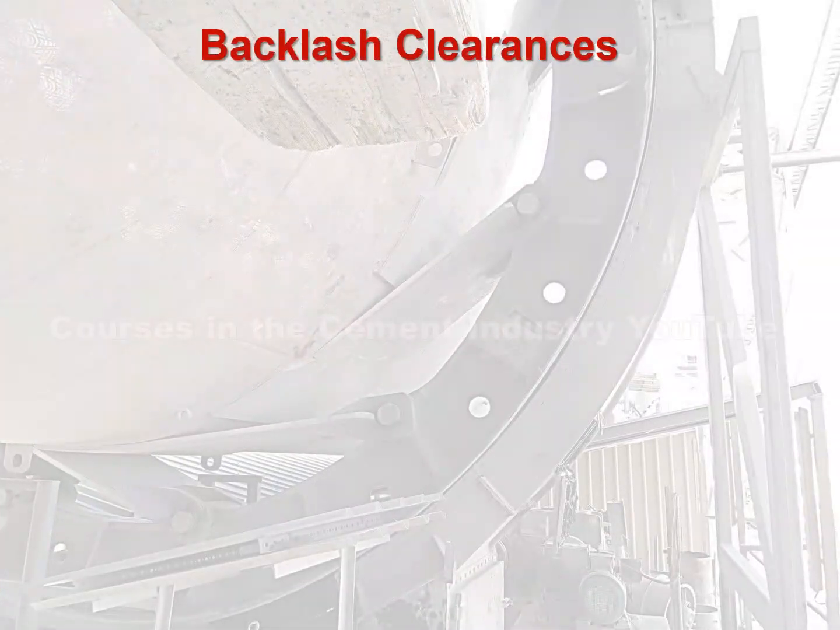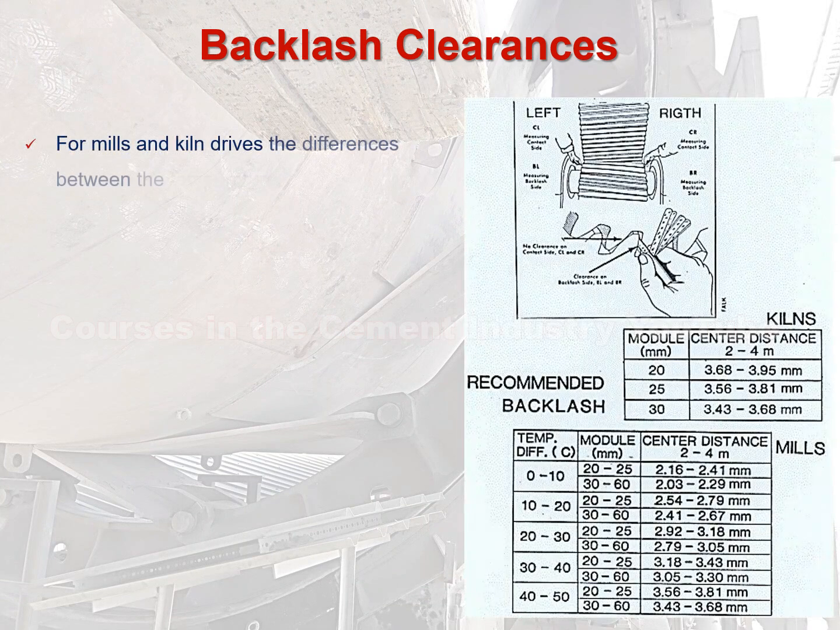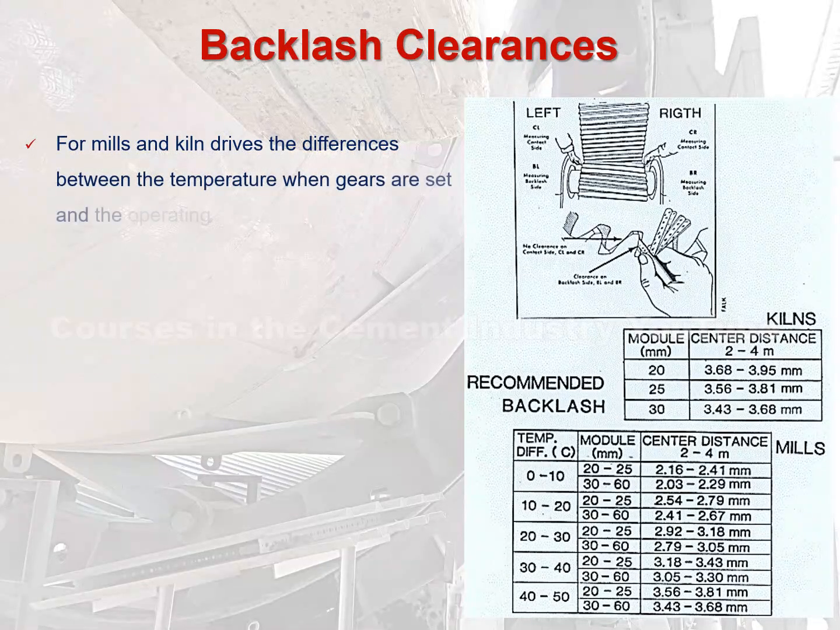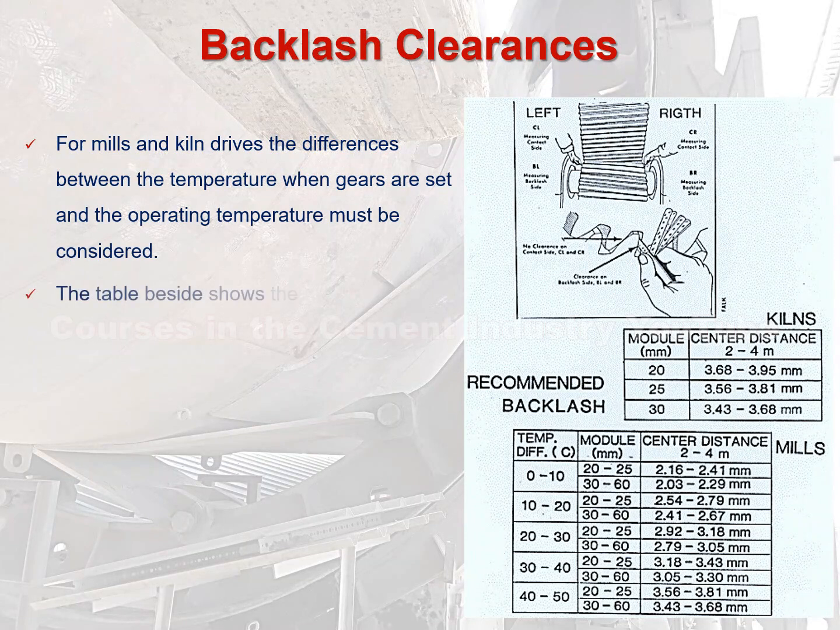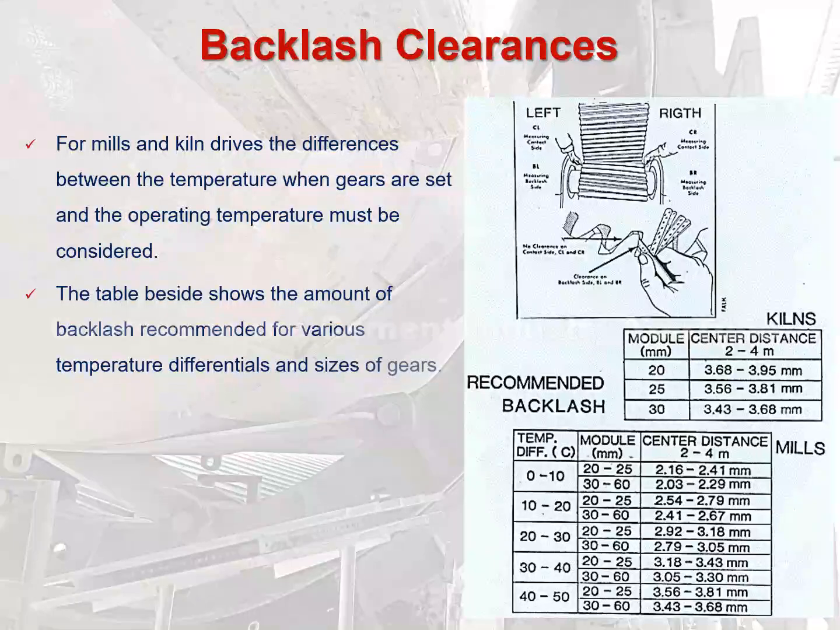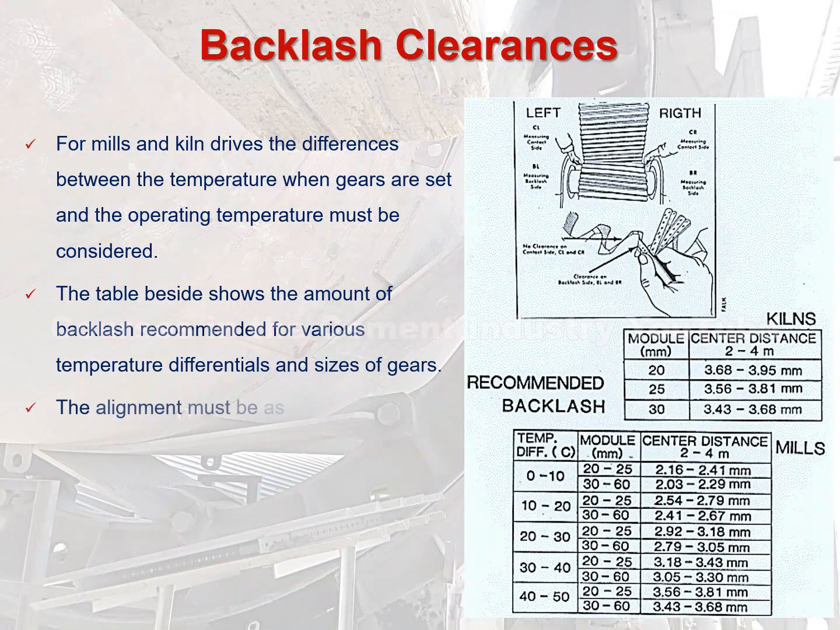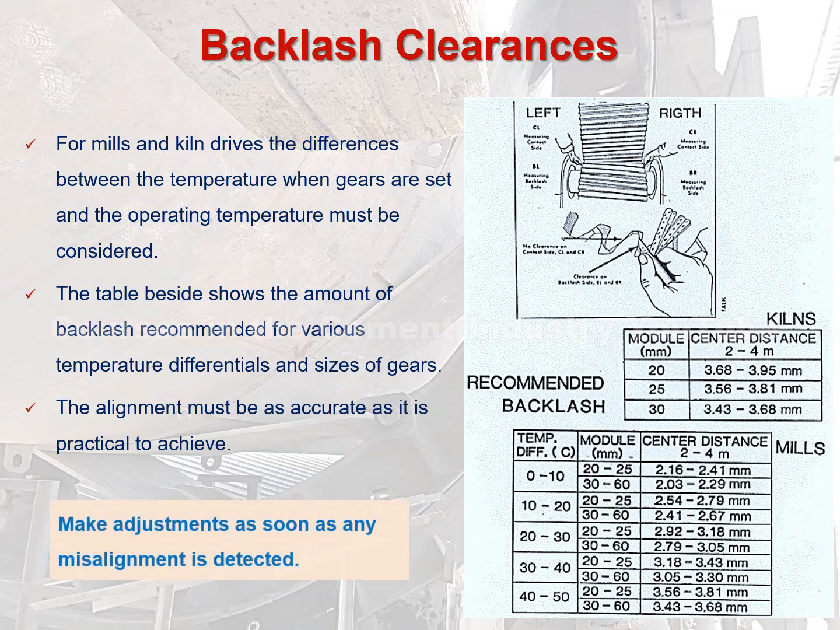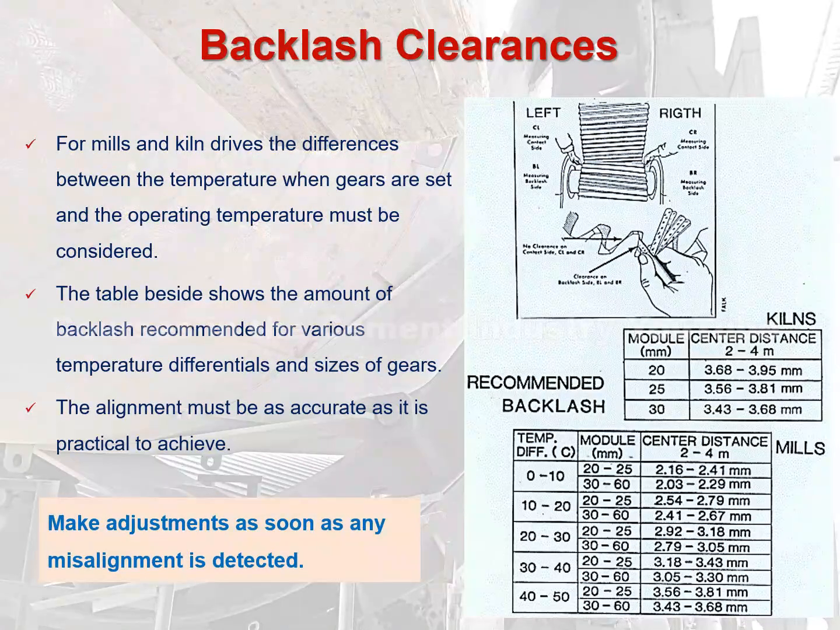Backlash clearances. 1. For mills and rotary kiln drives, the differences between the temperature when gears are set and the operating temperature must be considered. 2. The table beside shows the amount of backlash recommended for various temperature differentials and sizes of gears. 3. The alignment must be as accurate as it is practical to achieve. Important note: make adjustments as soon as any misalignment is detected.